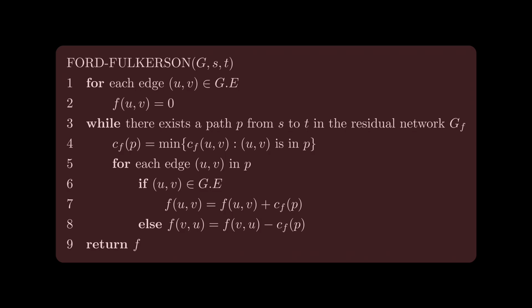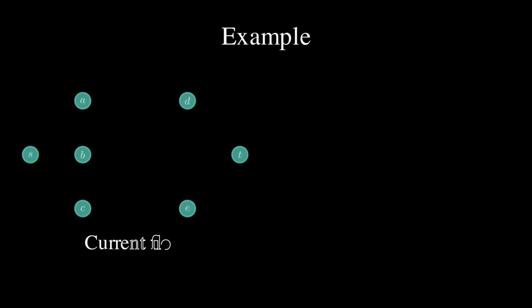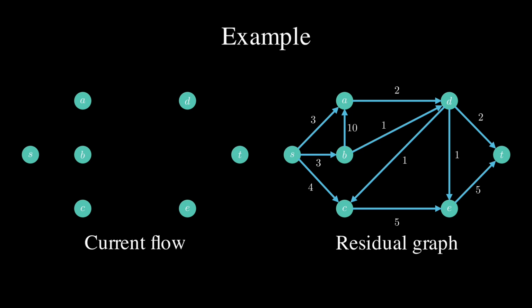If it's in the original graph, then we increase the flow of UV by this amount. Otherwise, if it's not in the original graph, it must be a backward edge, meaning that VU is an edge in the original graph, and we decrease the flow of VU by this amount. This is because increasing the flow in the backward direction is equivalent to decreasing the flow in the original direction. When the residual network no longer has an augmenting path, the network is at maximum flow, and we return the flow. Here's an example of running Ford-Fulkerson's algorithm on the graph from the beginning of this video.